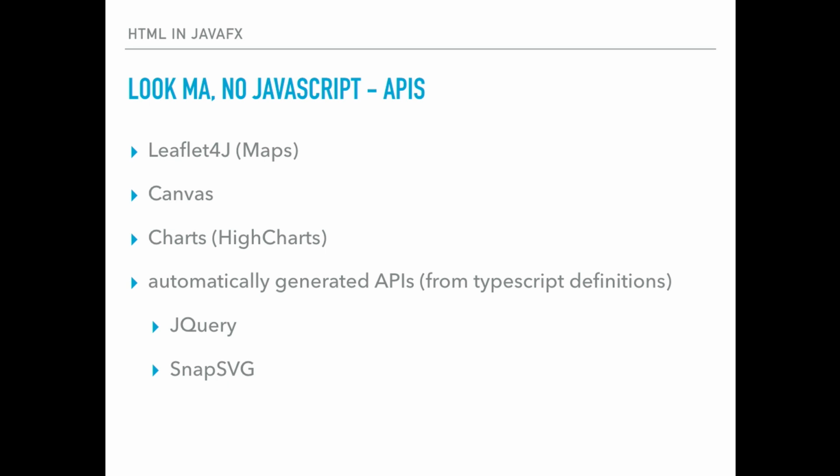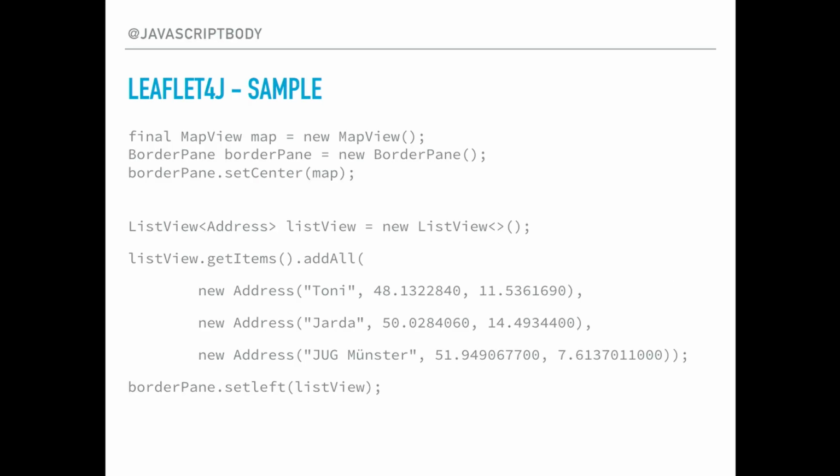For example, we have tons of them. jQuery, Snap.svg, and so on. All of that can be generated. You have to test them, and you have to maybe fiddle a little bit with them, but they are generated automatically, and you won't need to worry about JavaScript directly anymore.